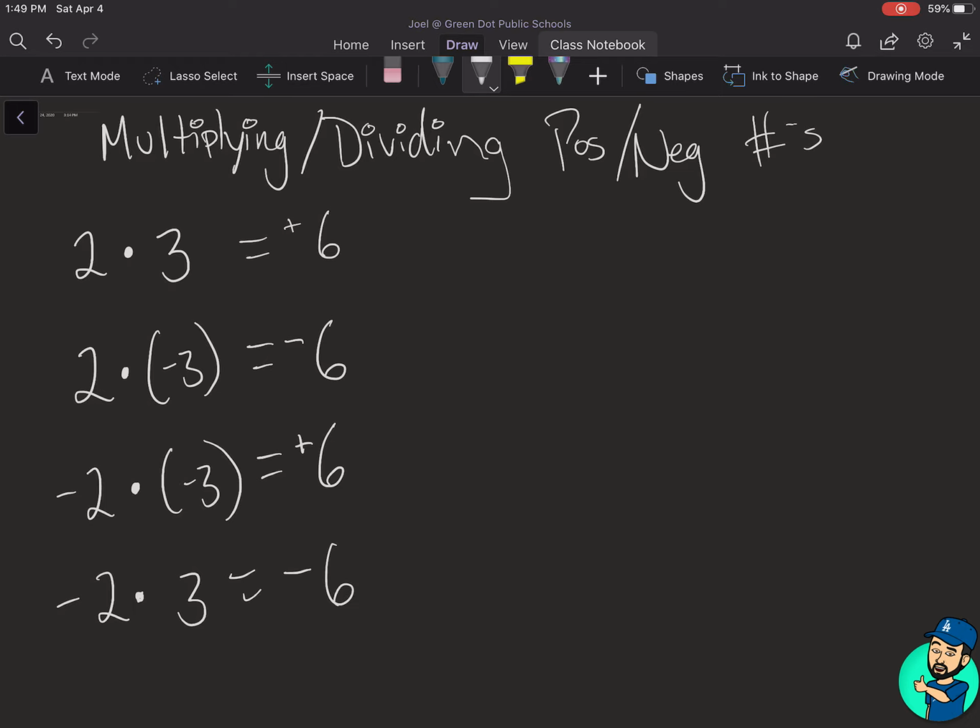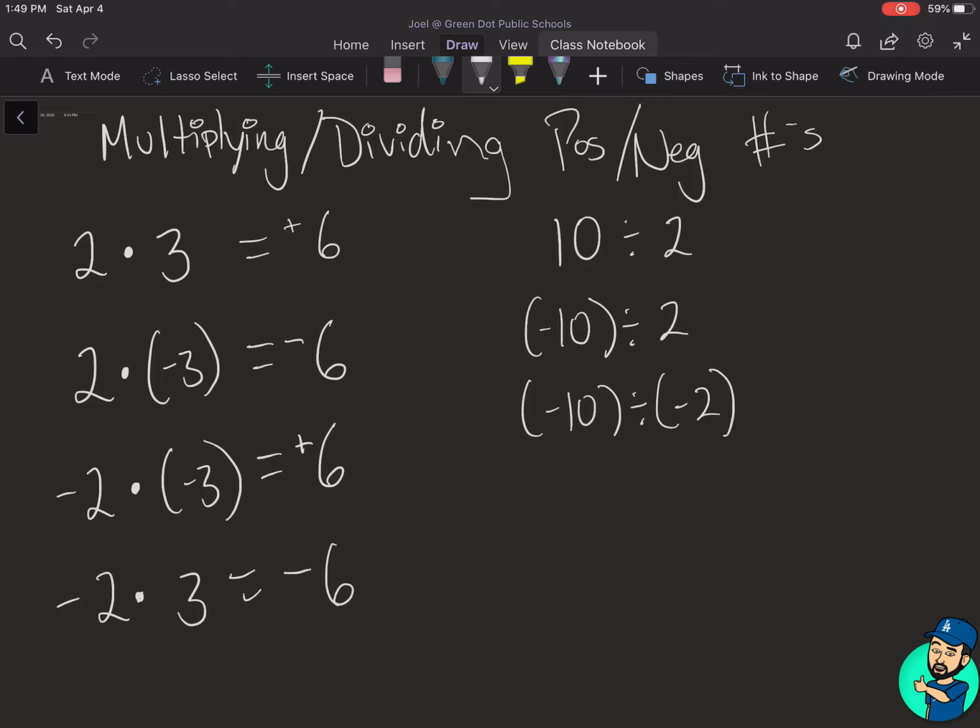Now what about division? Let's do it on the right hand side. Let's say we have 10 divided by 2, negative 10 divided by 2, negative 10 divided by negative 2, and 10 divided by negative 2.